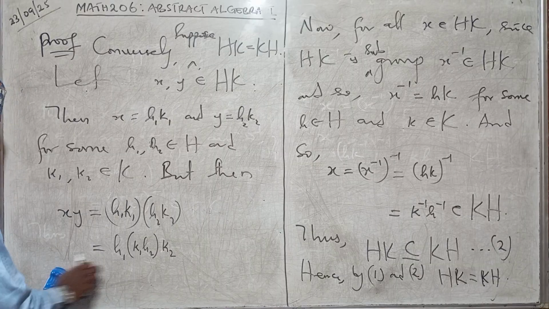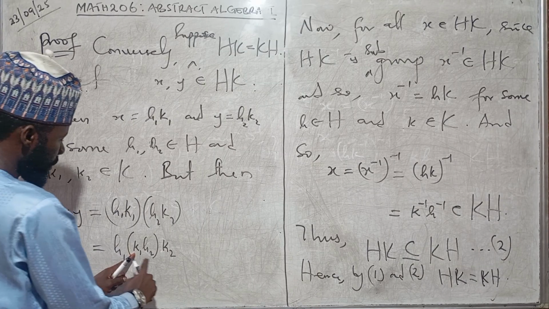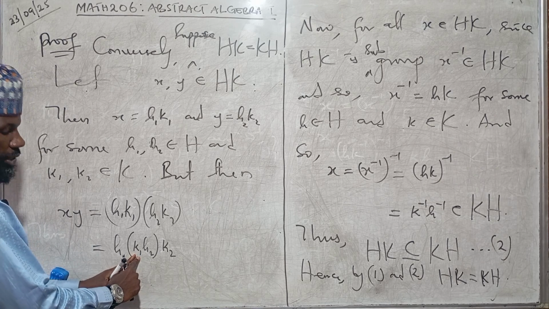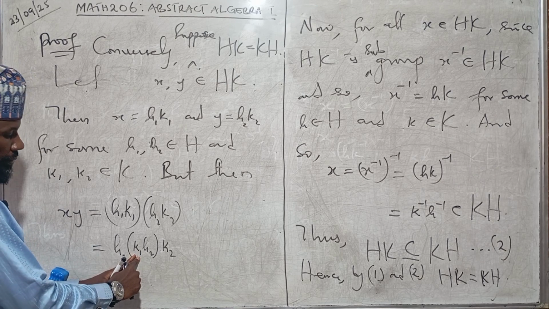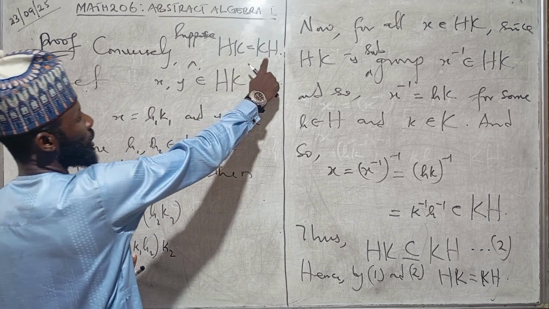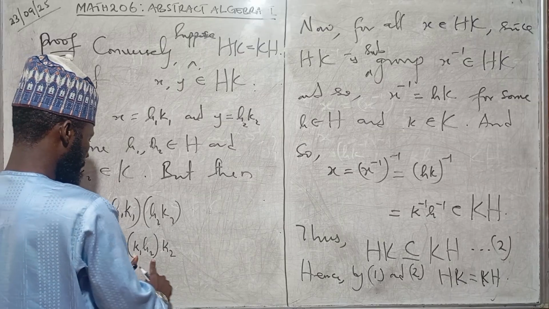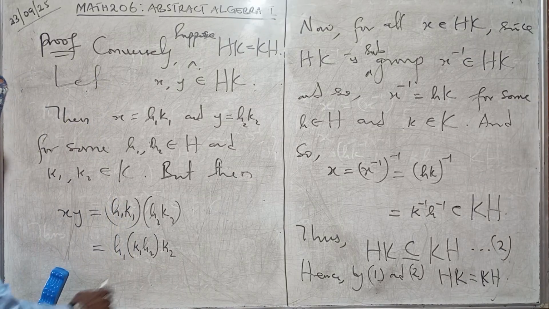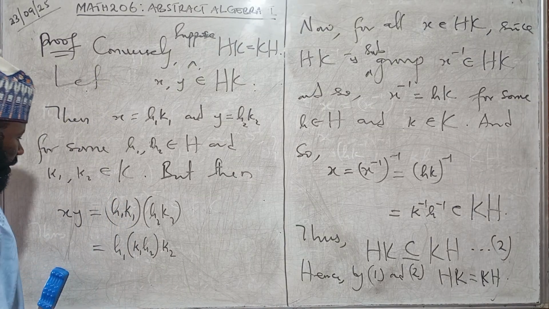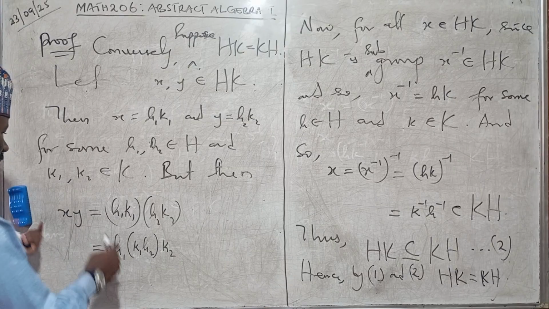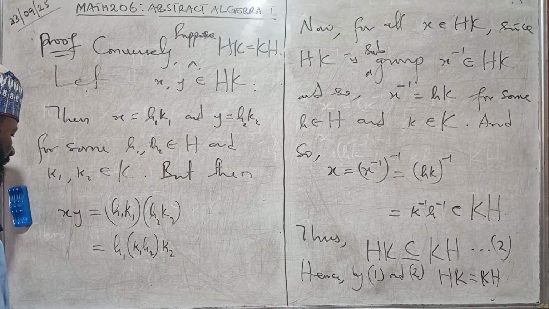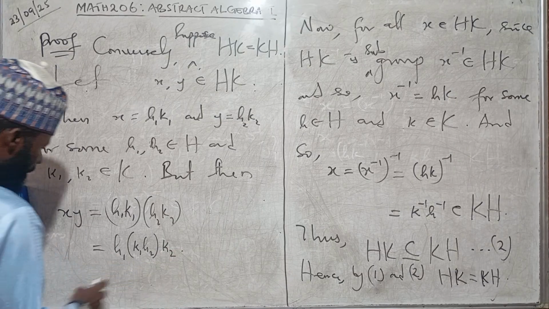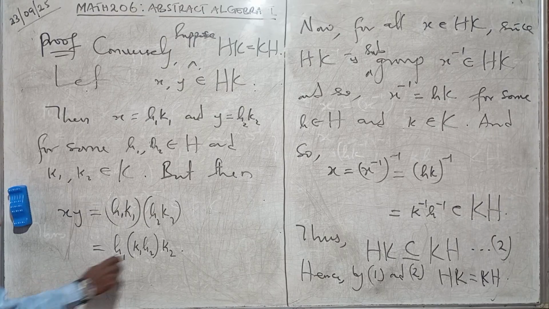By associativity, I can move the brackets around. But this product is in KH, and KH is equal to HK. So I can still write this product as a product of elements, one from H and the other from K.